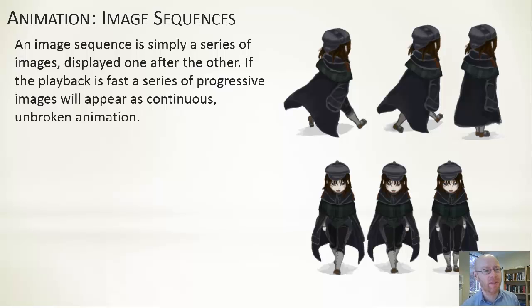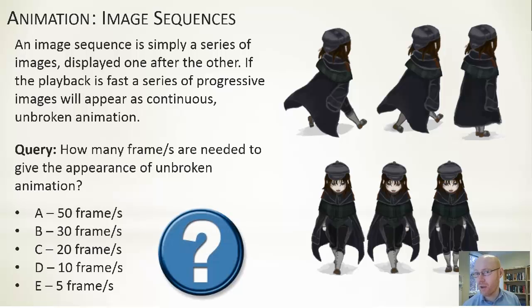An image sequence is simply a series of images displayed one after the other. Fair enough. And if we do it fast enough, then we will perceive it, so the brain will interpret that then as continuous motion. So that poses a question of, well, how fast is fast enough?